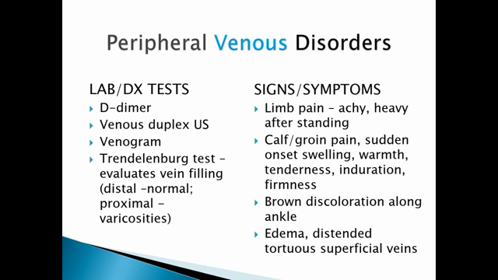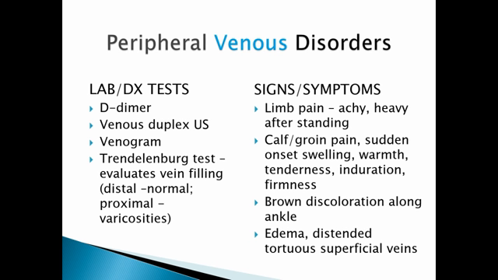A venous duplex ultrasound would be helpful in identifying if your patient has a DVT, what particular vessel it's in, and how large the clot would be. A venogram, same type of thing. We're using dye to show us what the circulation is, where the blockage is, where the pooling of the blood would be. There is a test called the Trendelenburg test, and that is something that they can do to evaluate vein filling. That's typically an outpatient test, not something that you would really see in the hospital.